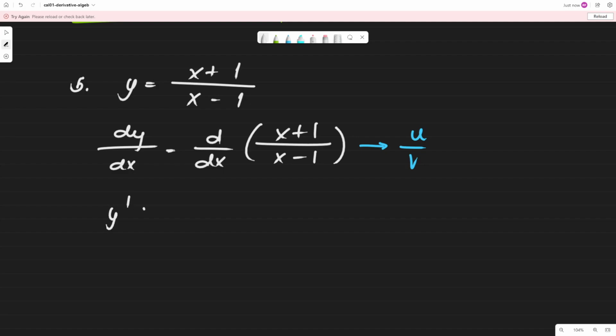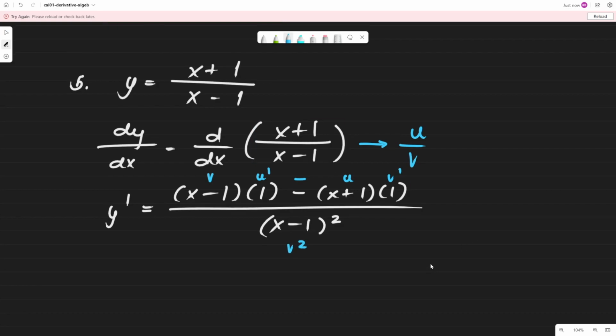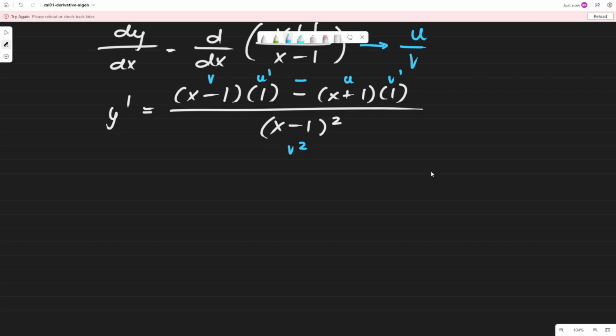So we have y prime is equal to vu prime. So we have x minus 1 times the derivative of x plus 1 in respect to x, which is simply 1. Then minus uv prime. So we have x plus 1, the derivative of x minus 1 in respect to x is also 1, all over x minus 1 quantity squared. So denote lang natin, this is v, this is u prime minus u v prime, all over v squared. Para at least kita ninyo, ano yung mga assigned natin diyan.